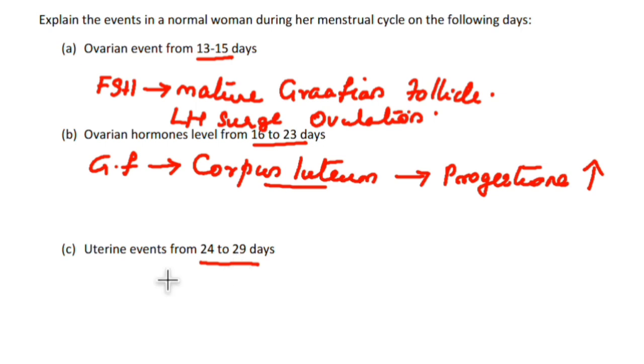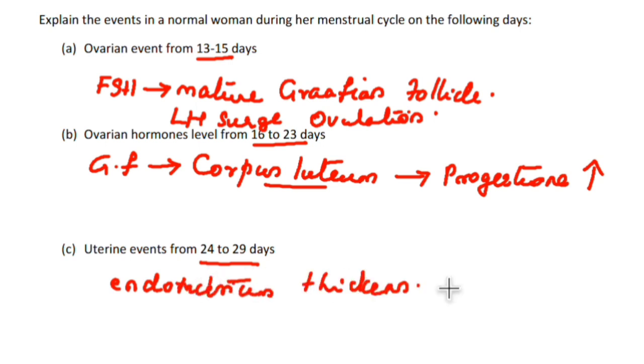24 to 29 days, actually the endometrium thickens because it is under the influence of progesterone. Our LH will increase, which in turn will stimulate the corpus luteum. Corpus luteum secretes progesterone, which keeps the endometrium intact.